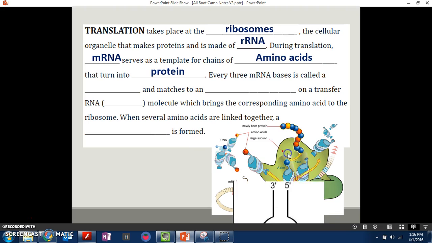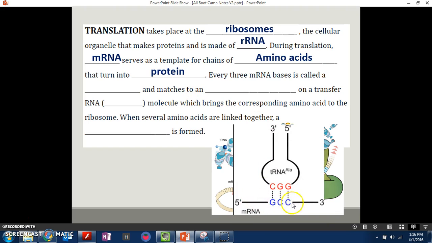In the mRNA, every 3 base pairs is called a codon. It is a code, and it matches to an anticodon on a transfer RNA, which we call tRNA. The mRNA has the code, the tRNA has the anticode, and you see that they are complementary. They match with each other. Once you add enough amino acids, they start to bind with each other, and then you have a long strand of amino acids, and that's where you make protein, the macromolecule.